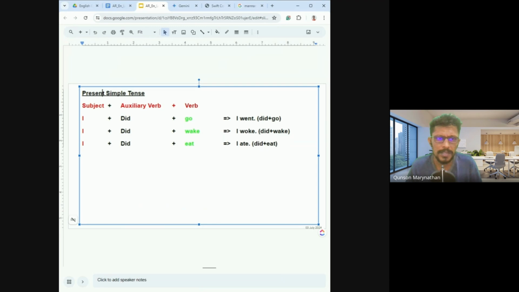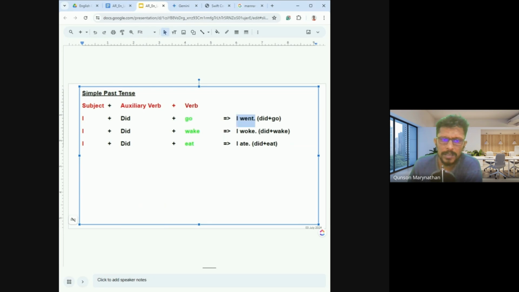So if you look at this table, now this is a little bit different. Sorry, this is not present simple tense. This is simple past. Right. So we have a subject. Let's say I. This is subject. And the auxiliary verb is did. And the verb is go.